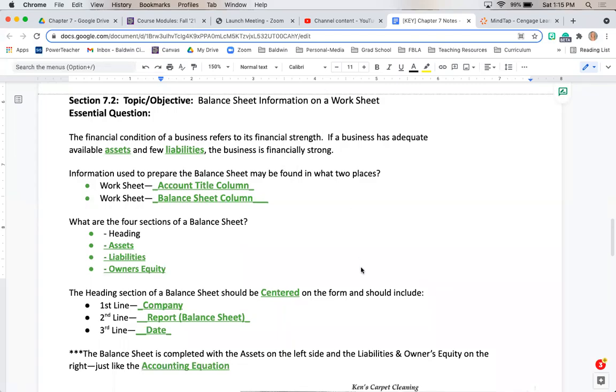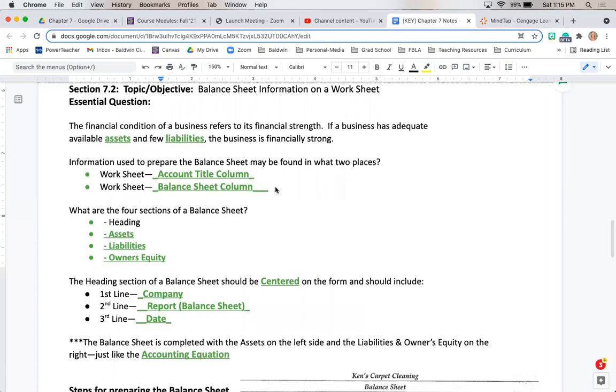7.2 is looking at financial information to create our balance sheet. So we just created an income statement. Now we're going to create a balance sheet, and we're going to end up creating what's called an owner's equity statement. The financial condition of a business always refers to its financial strength, and the most adequate way for us to show that is through our assets and liabilities, which is what is going to be found on our balance sheet.